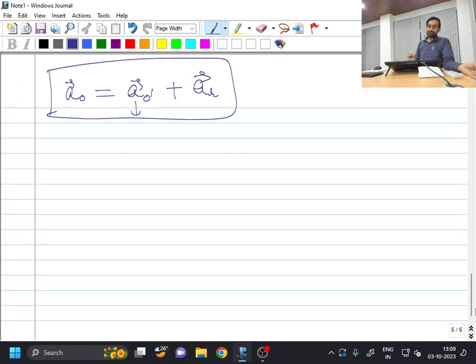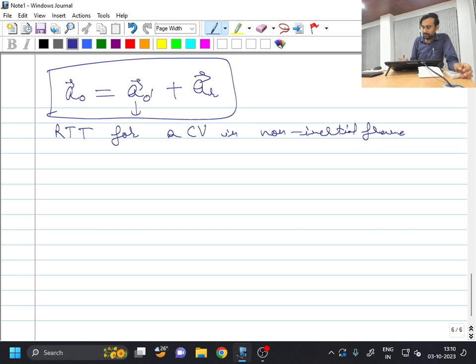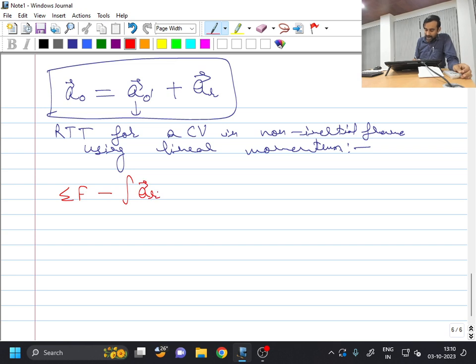Okay, so now utilizing this information, if I have to write down the Reynolds transport theorem for a control volume in a non-inertial frame, particularly using linear momentum as the property, ultimately what I will get is that the sum of all forces acting on a control volume minus AR times dm, integrated over the control volume.